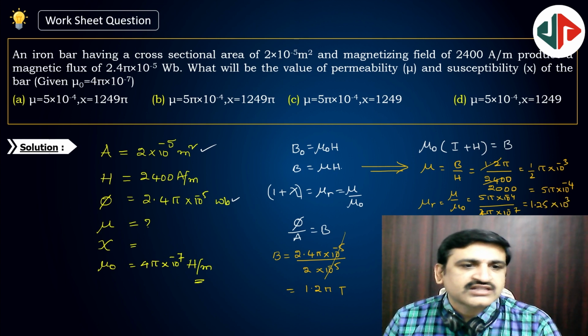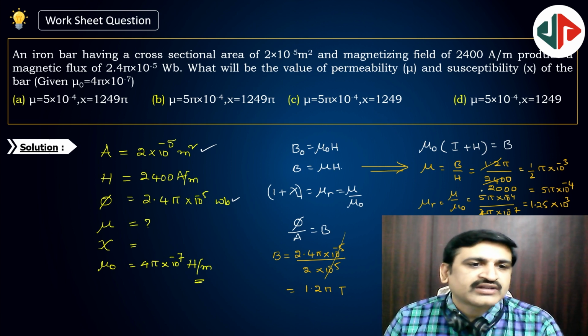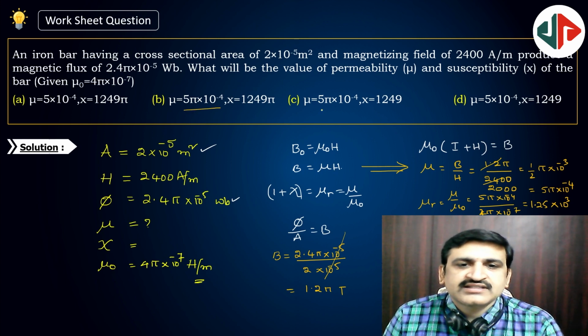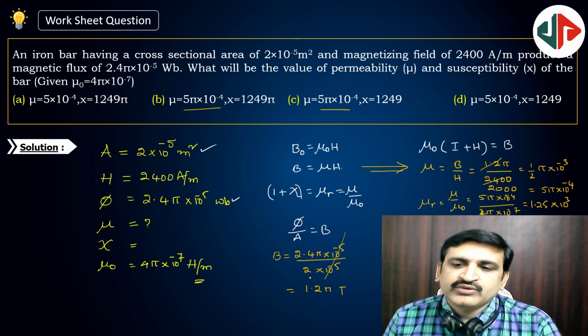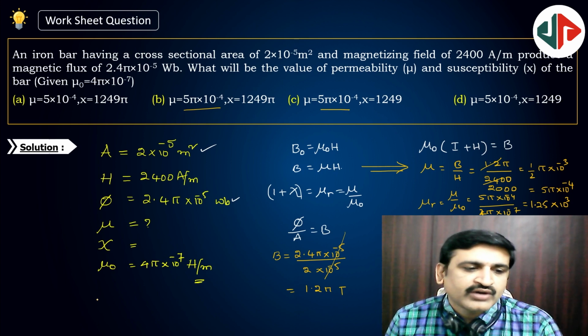So let us check whatever we have calculated. Mu value is 5 pi into 10 to the power of minus 4. Susceptibility also they are asking. 1 plus chi is equal to mu r, so chi is mu r minus 1. Mu r we got is 1250, minus 1 gives the chi value.